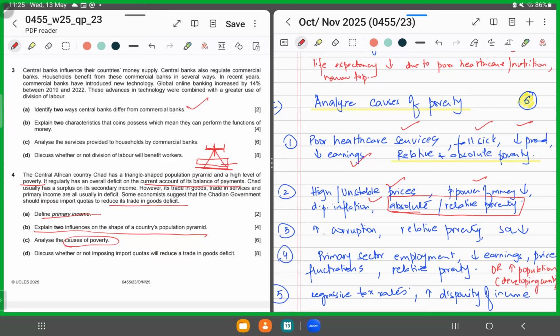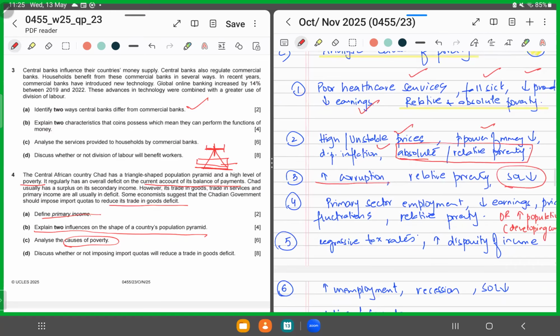It could also be that maybe in Chad, the majority of the population is affected by high levels of corruption, which means that there are only certain income groups which enjoy high levels of income and the rest suffer. So the relative poverty might be really high, causing the standard of living to fall, and as a result, people are going to be hit by poverty.